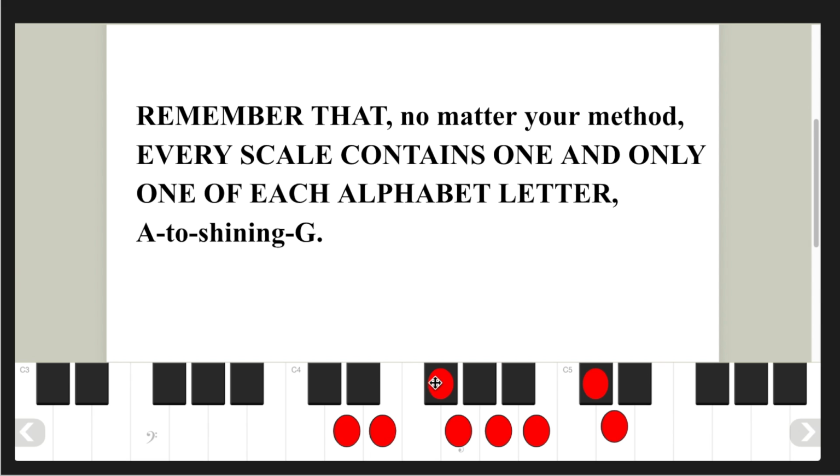D, E, F, G, A, B, C, D, right? Only one of each letter, but definitely one. 7 letters, not a huge stretch. D, E, F something, F sharp. G, A, B, C something, C sharp, D.